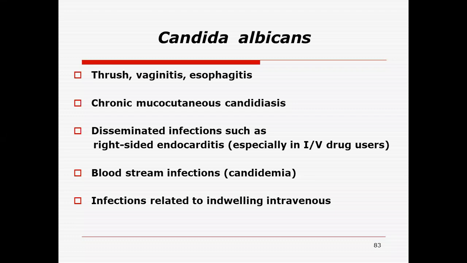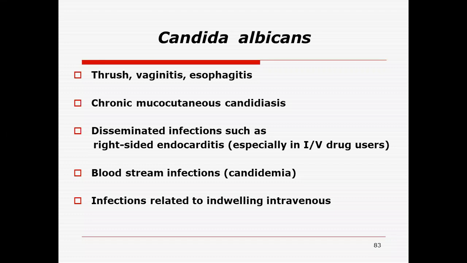Chronic mucocutaneous candidiasis is also very common. The disseminated infections, particularly the right-sided endocarditis, especially in the intravenous drug user, are very common. The organism can also enter the bloodstream, become circulated and establish a condition which we call candidemia, the presence of Candida in the bloodstream infection.